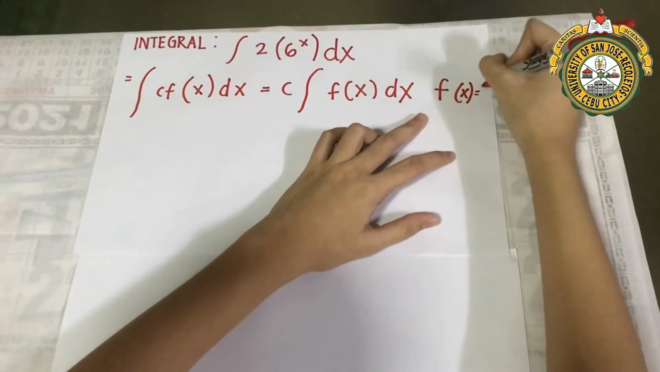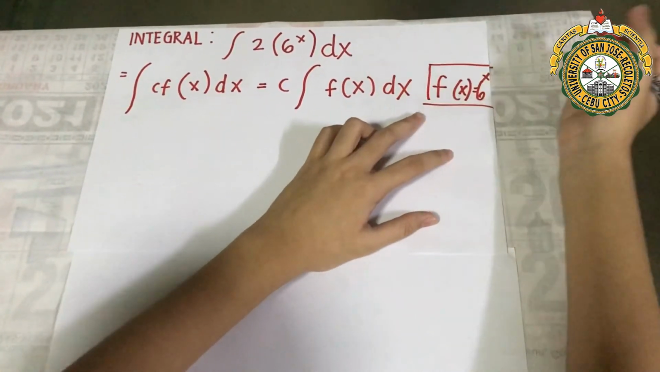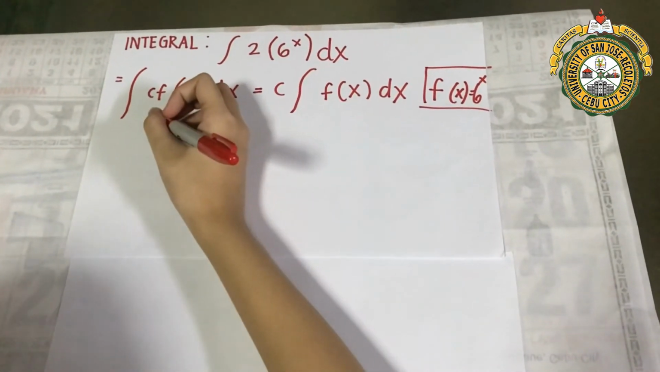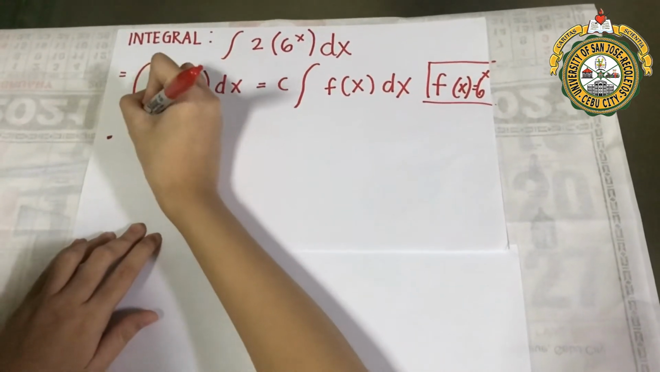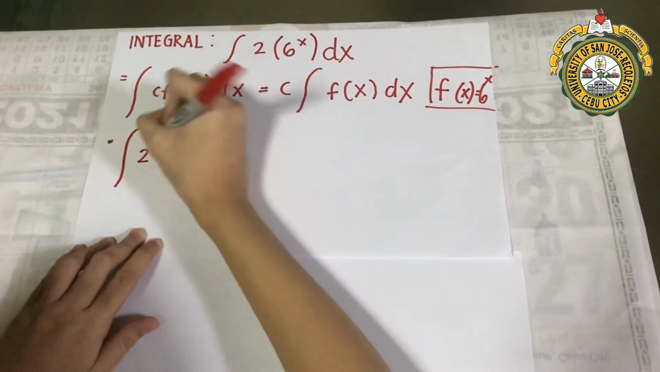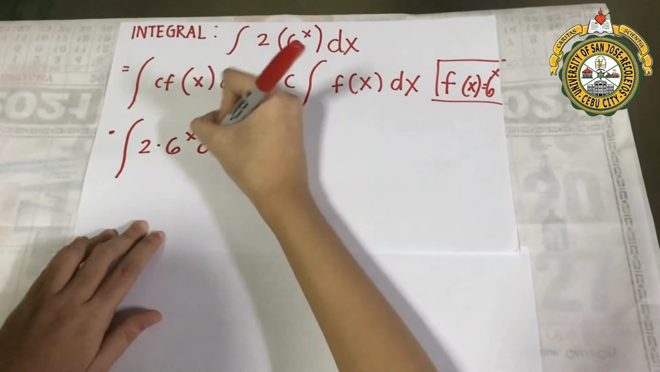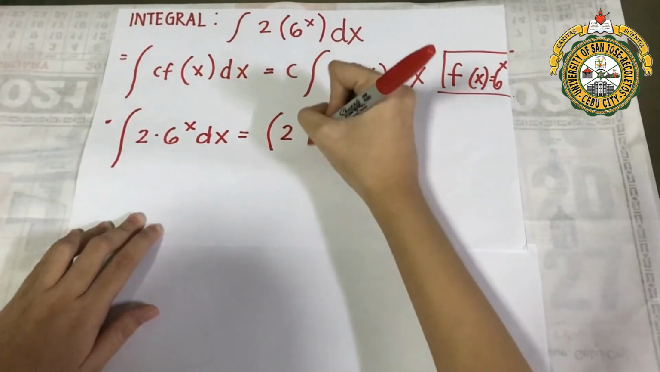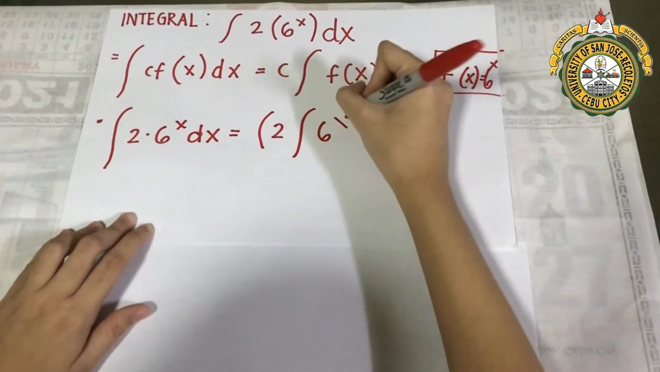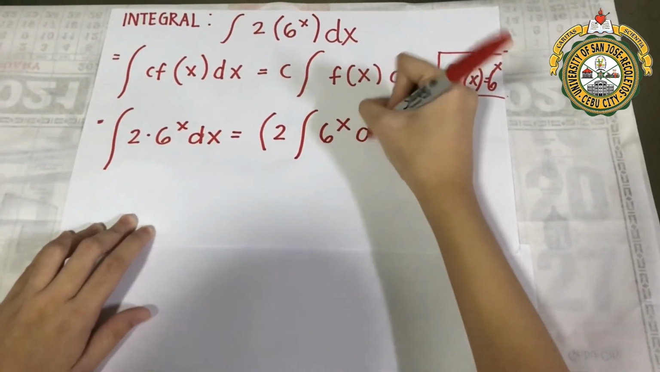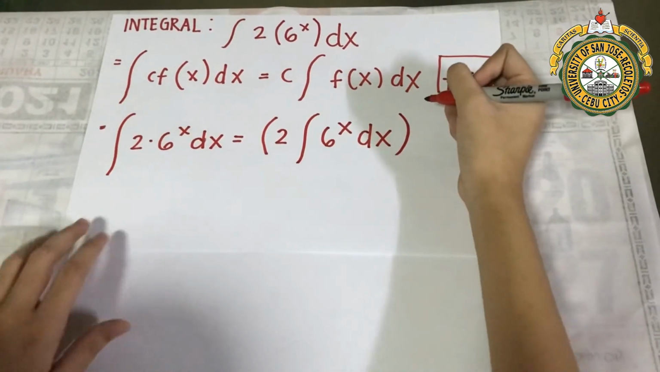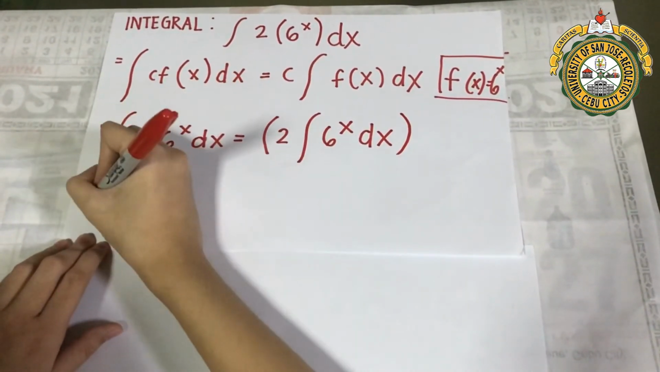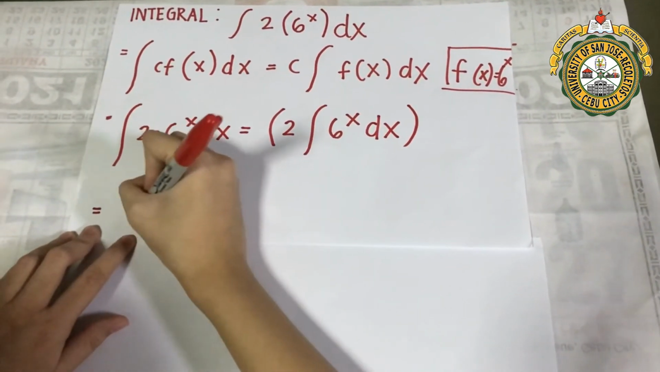So first, we will apply the constant multiple rule, so that will be the integral of c f of x dx equals c times the integral of f of x dx, wherein c is equal to 2 and f of x is equal to 6 raised to the power of x. And that would become the integral of 2 times 6 raised to the power of x dx equals 2 times the integral of 6 raised to the power of x dx.